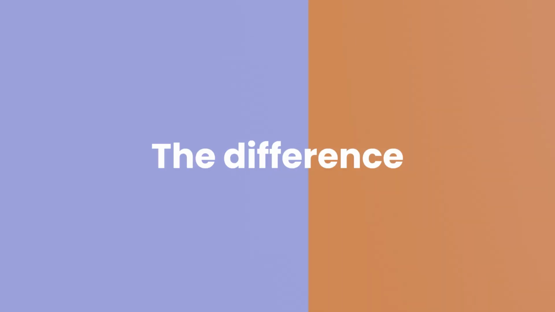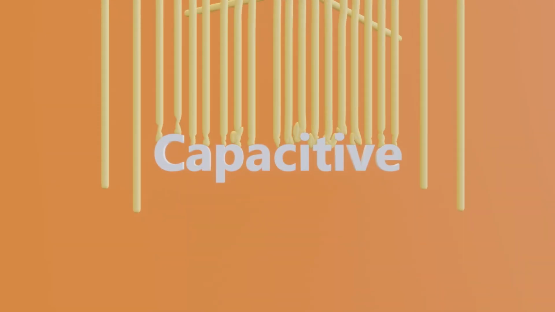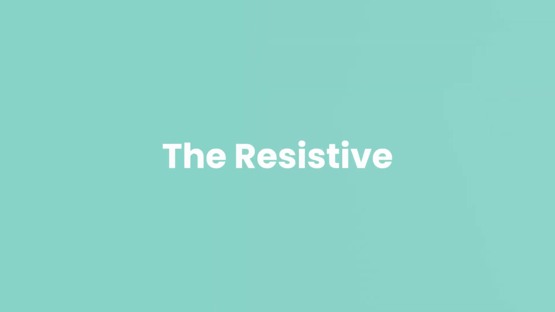So what is the difference between the two? While you need to hit the gym to use the resistive touchscreen, your spaghetti arms can use the capacitive. Let me explain. The resistive touchscreen works by detecting touch through physical pressure. Here is how it works.